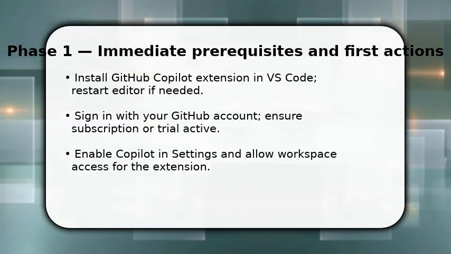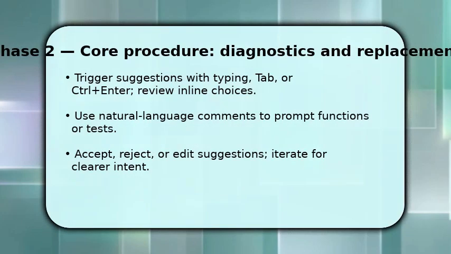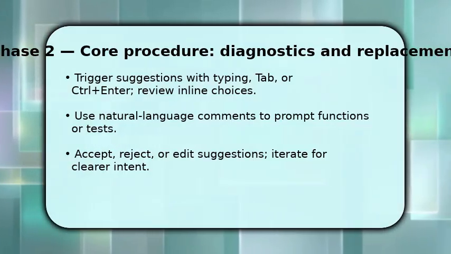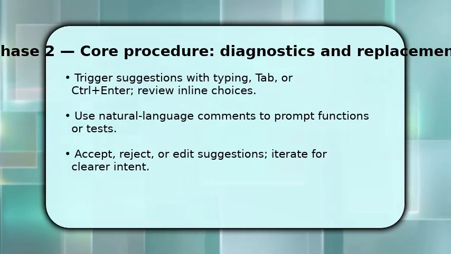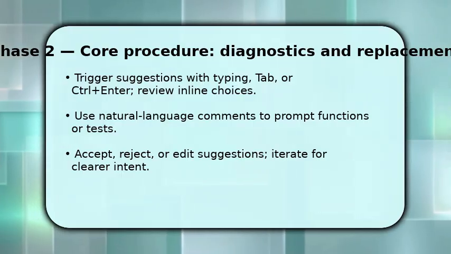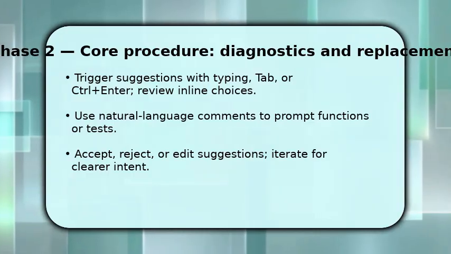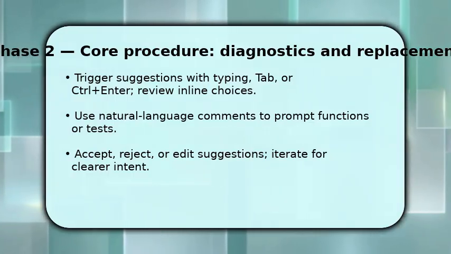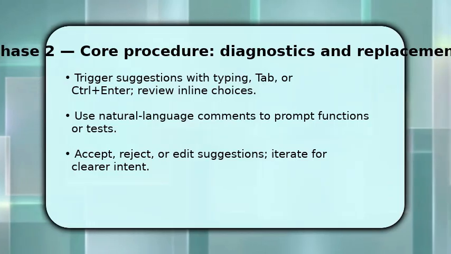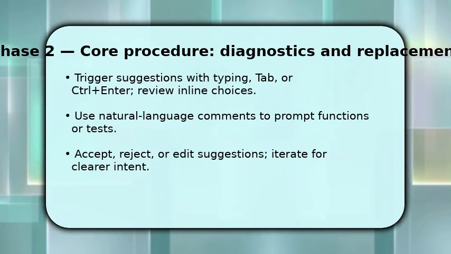permissions matter. You now interact with Copilot by typing code or descriptive comments. It generates inline suggestions which you can accept with Tab or preview with Control plus Enter. Once a suggestion appears, evaluate it for correctness and style, then accept, edit, or reject it. Editing clarifies future suggestions. Use natural language prompts like "Generate Unit Test for X" to get targeted output and repeat the cycle. Prompt, review, refine. This iterative flow ensures the assistant aligns with your coding standards and project needs.